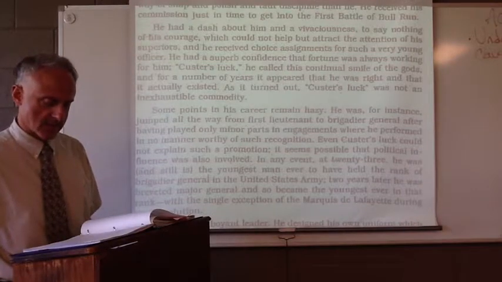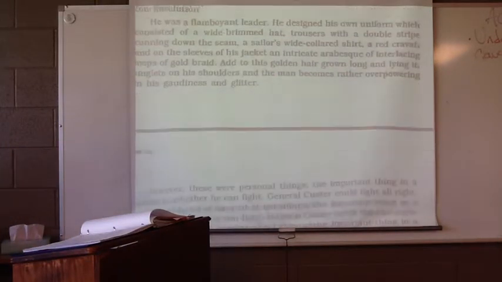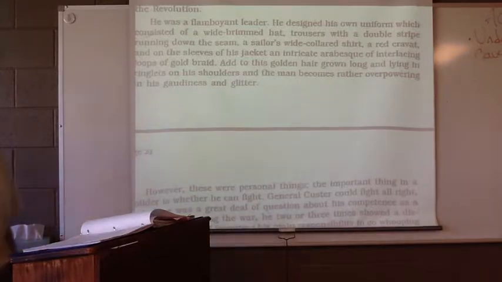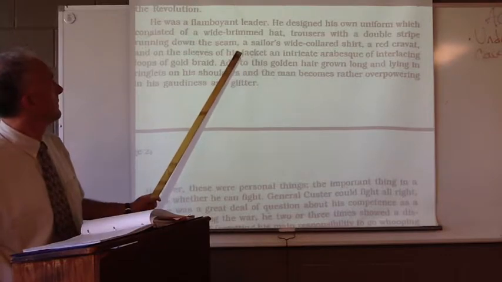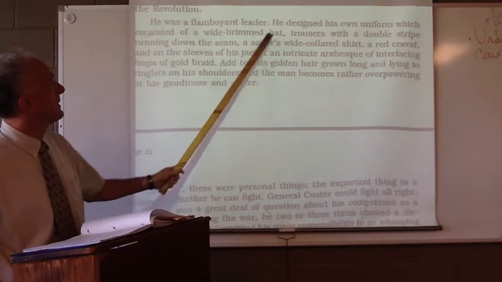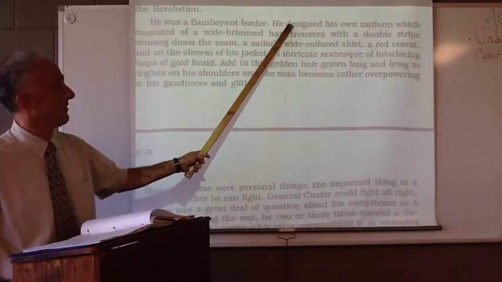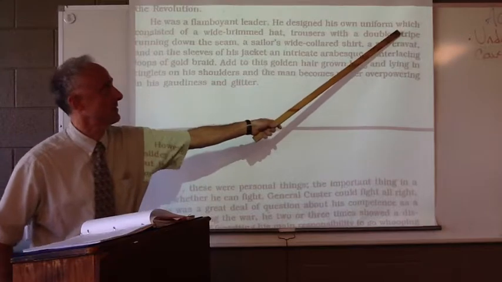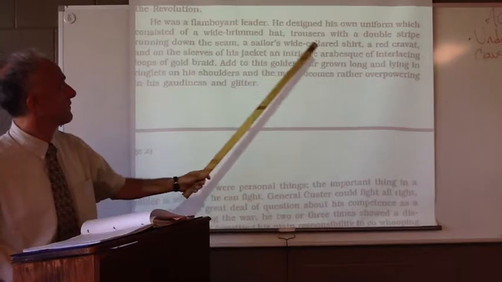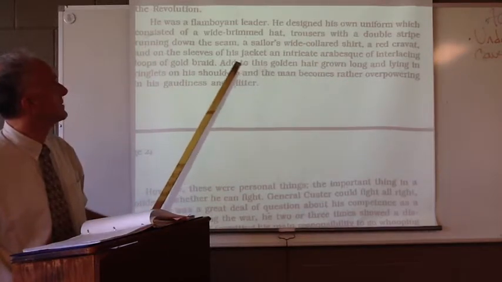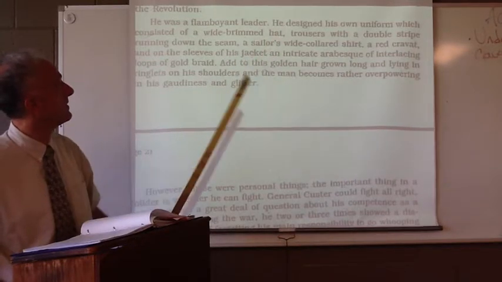All right, so let's go down to the bottom paragraph on the first page. And we can look at the syntax. He designed his own uniform. He is the key part of the independent clause. And then we start a subordinate clause with the subject of the subordinate clause and the verb. Then it's all phrases, right? So we have a sentence that is 1, 2, 3, 4 full lines of type.